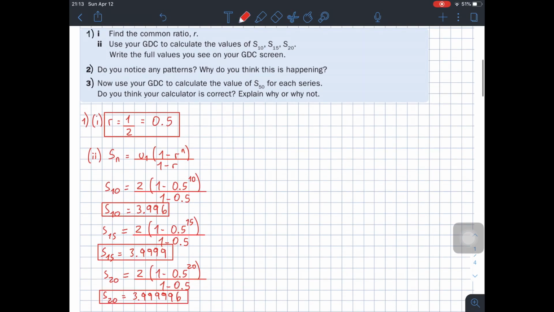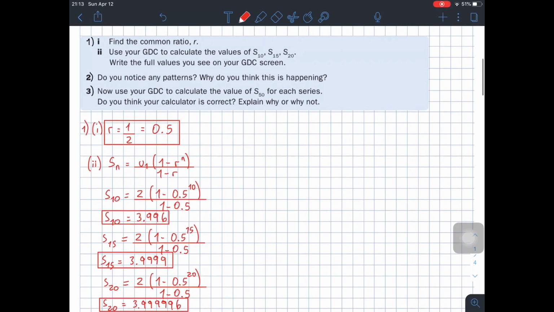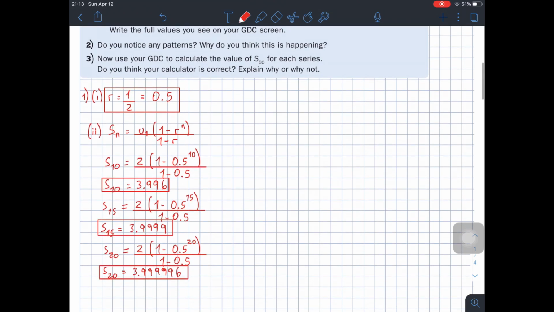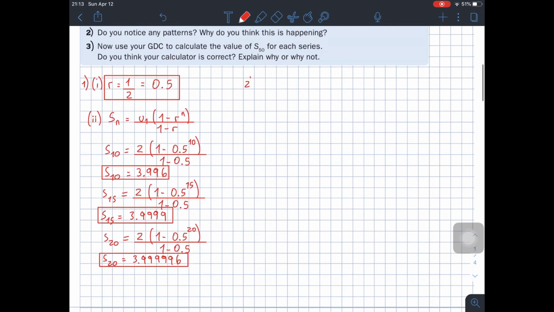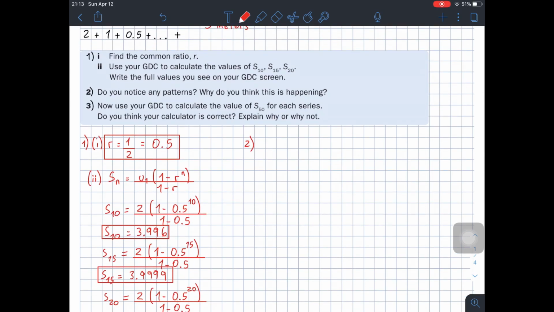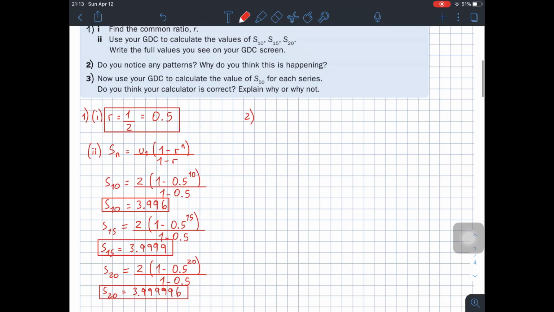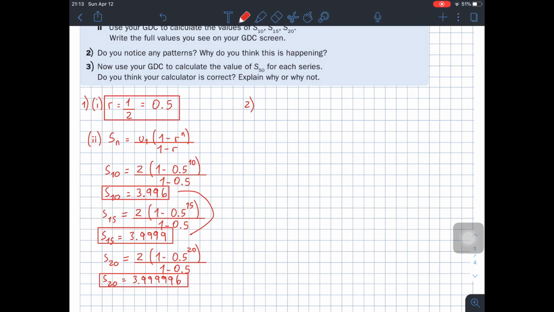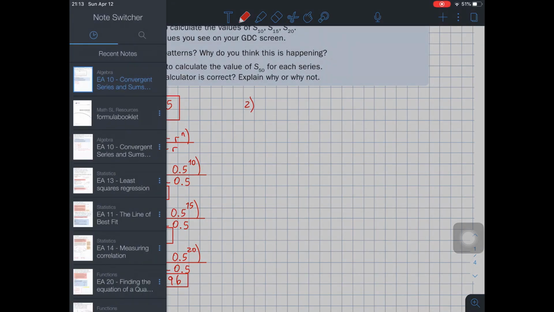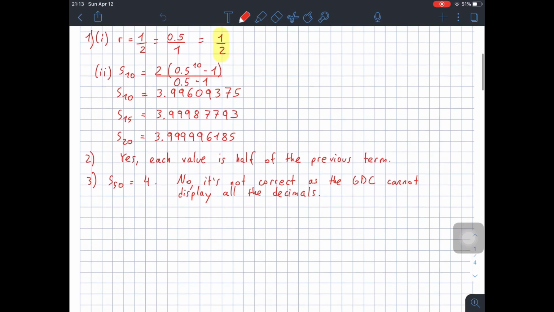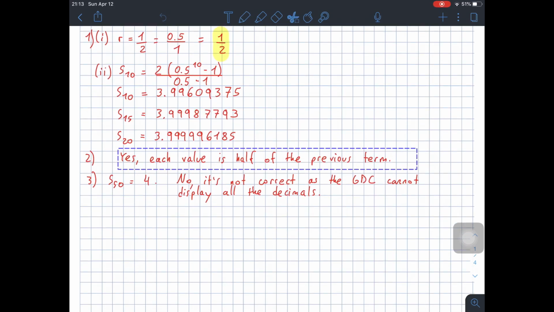So let's keep on doing this. Then it says write the full values you see on your GDC screen. We already did that. Then if we do part 2 of this investigation, it says, do you notice any patterns? Why do you think this is happening? Okay, so this is what we explained, right? You see that the pattern is that we're almost reaching the number 4, but we're not getting to number 4. And this is happening because we're adding smaller and smaller numbers each time, okay? So this is a pattern. Each value is half of the previous term.